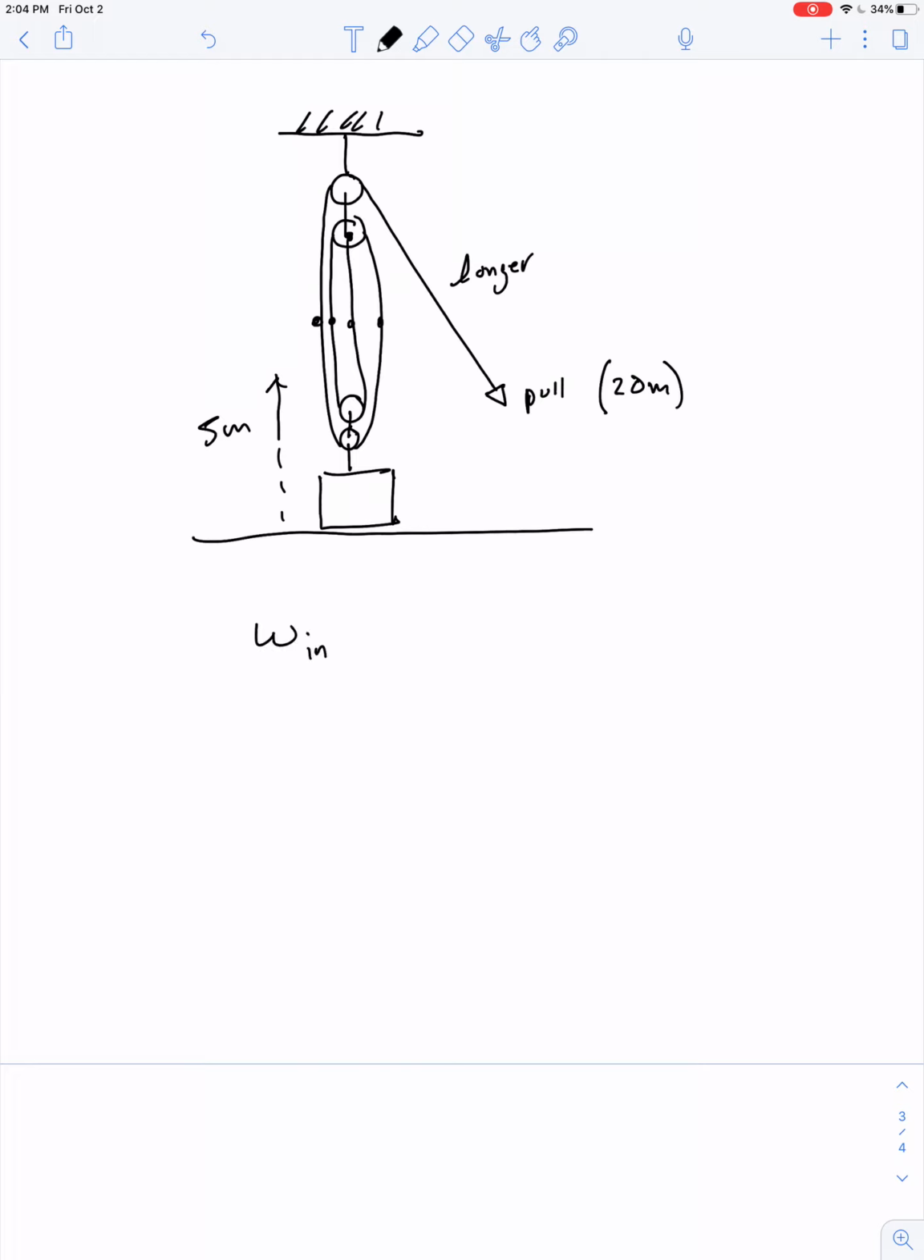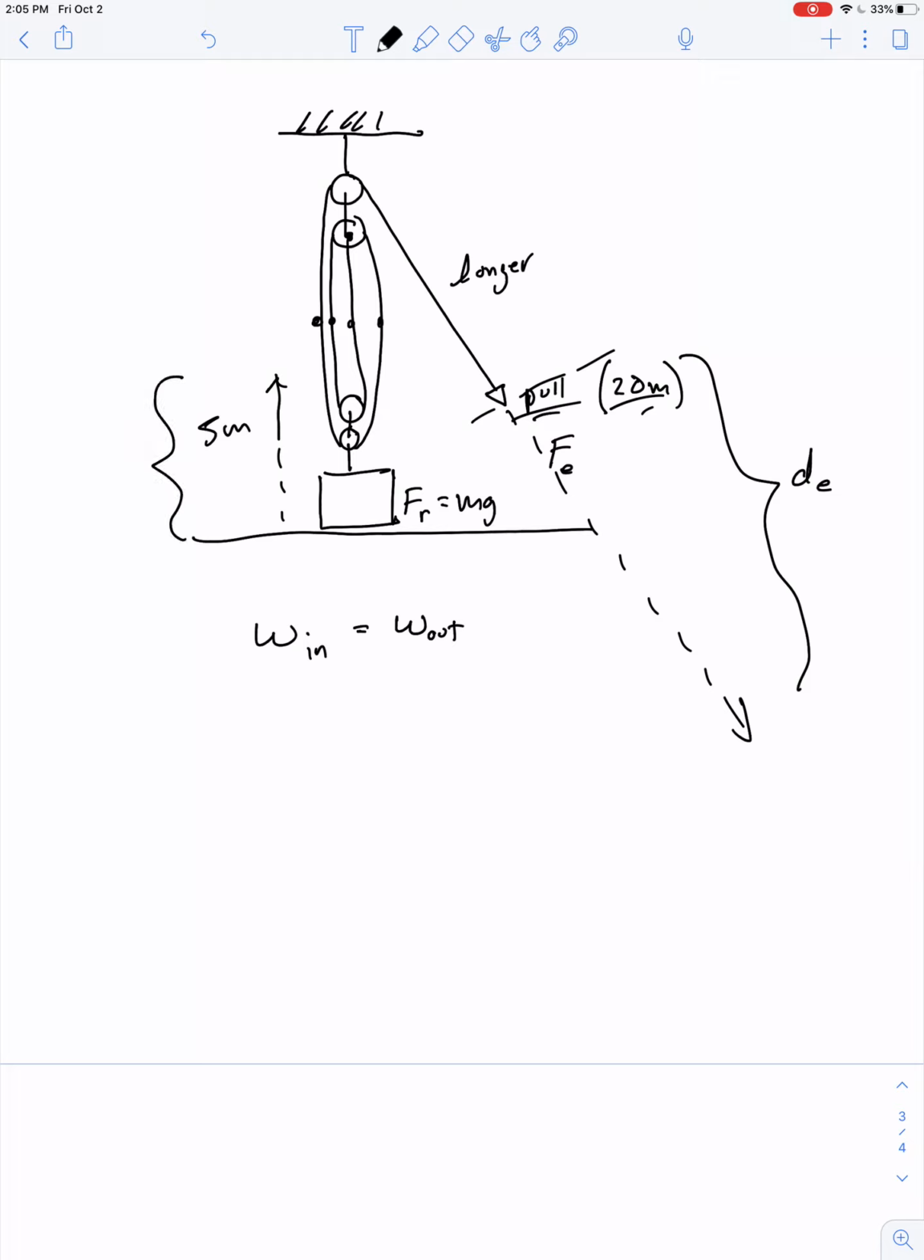If it's an ideal machine, the work input and the work output will be equal. In other words, you're going to pull with something that we'll call your effort force, and then there's a resistive force that you're overcoming. Now that's just equal to the weight of the block. There's also an effort distance. If you pull 20 meters, then 20 meters of rope is going to pass through your hands as you pull. We'll call that the effort distance. And of course, the object is going to lift a shorter distance off the ground.